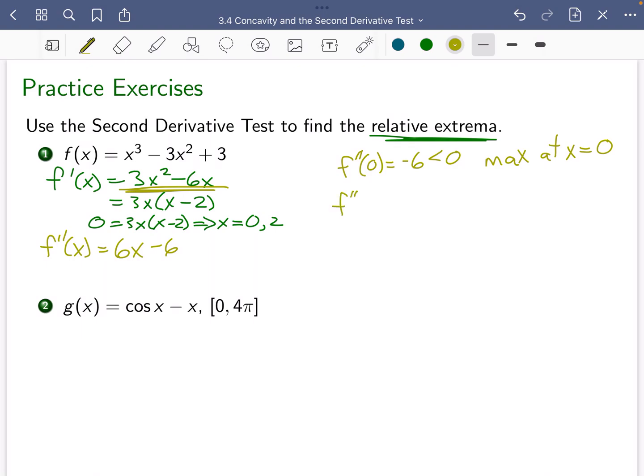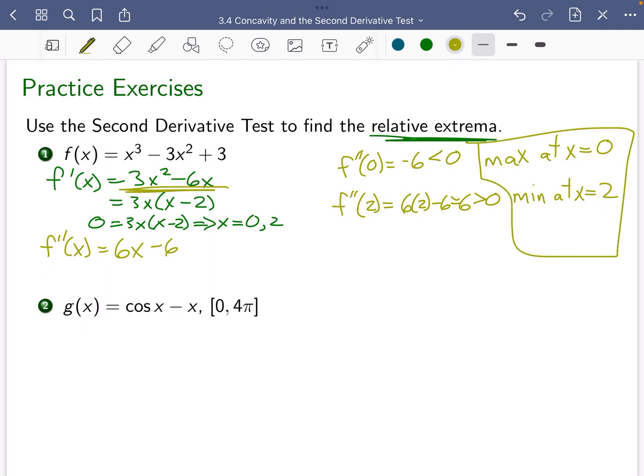We will also plug in 2, plugging that into the second derivative. 6 times 2 minus 6, which is positive 6, which is larger than 0. Because that's larger than 0, right at the point 2, right when x is 2, it is concave up, and so it's curved up. So we must be at the bottom of a valley. So we have a minimum when x is equal to 2. So that's our max and min. And we use the second derivative test to find those.